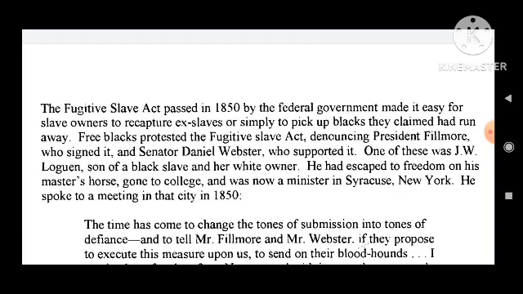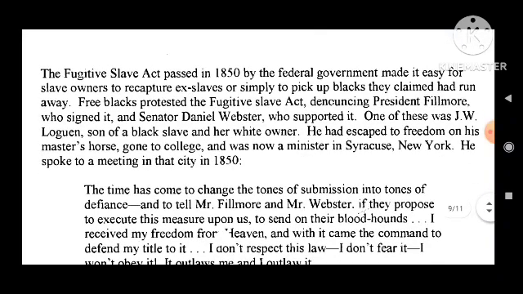Okay, so when the Fugitive Slave Act passed, you can say the answer: the Fugitive Slave Act passed in 1850 by the federal government made it easy for the slave owners to recapture ex-slaves or simply to pick up blacks they claimed had run away. Free blacks protested the Fugitive Slave Act, denouncing President Fillmore, who signed it, and Senator Daniel Webster, who supported it.